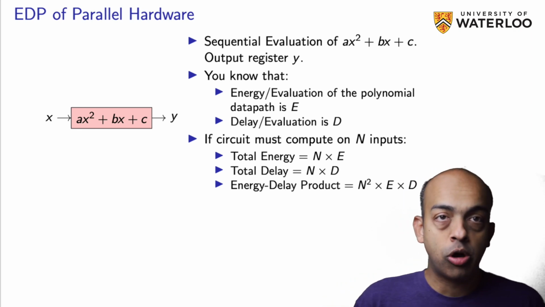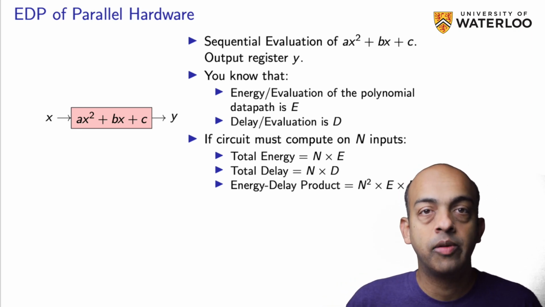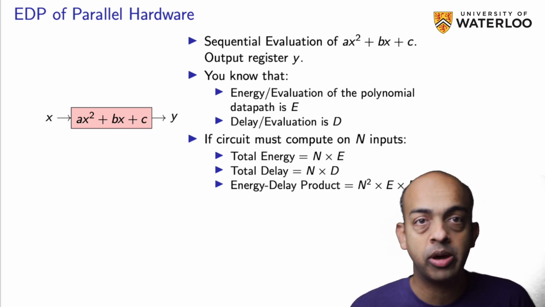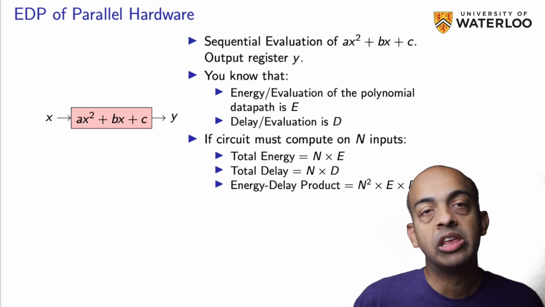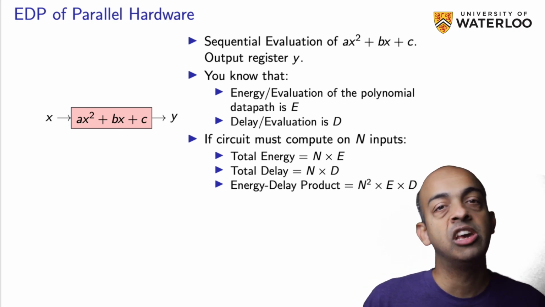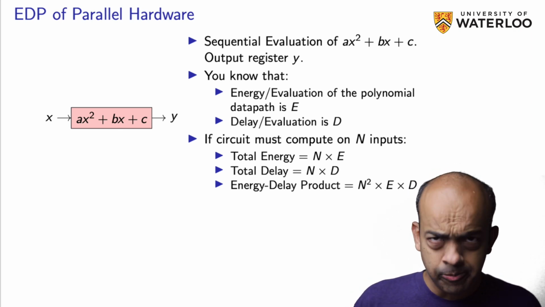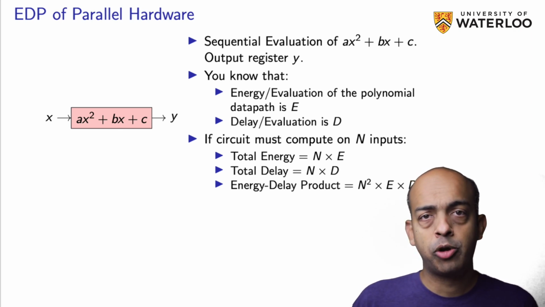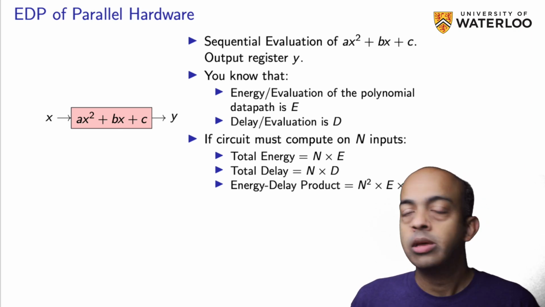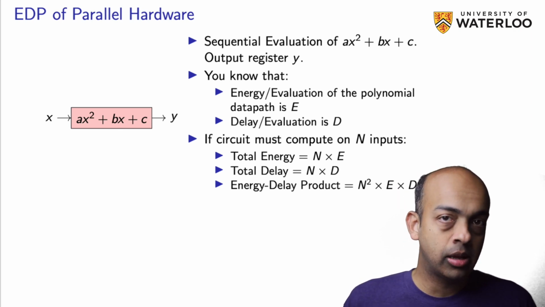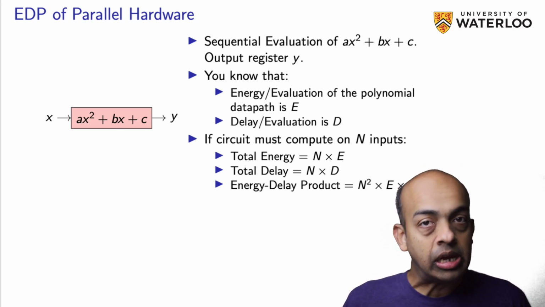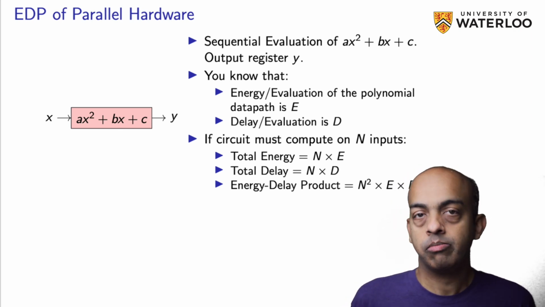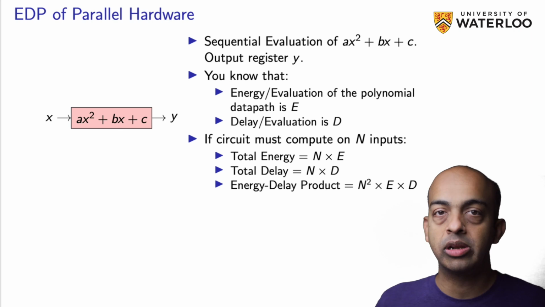Okay, so let's try and walk through a couple of examples, right? Here you have ax squared plus bx plus c executed by this circuit shown by this red box. I'm telling you that this circuit takes E amount of energy and a D amount of delay. If I have to get this circuit to solve a problem with n possible values of x, I'm going to need n times E amount of energy and n times D amount of delay. So the energy delay product will be n squared E times D. So far so good. The exact values of E and D don't matter.